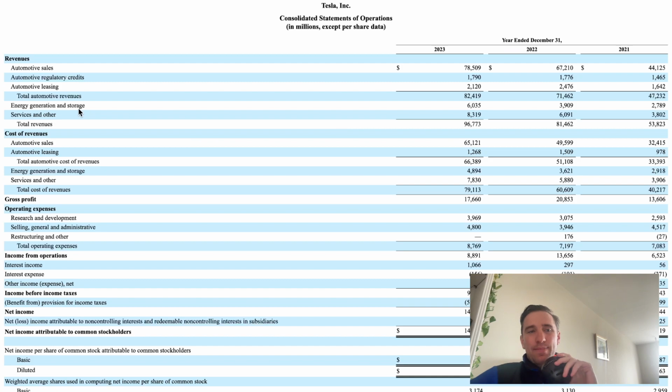So if you ran a lemonade stand called Tesla, you can see right here what your revenues are and the line items within your revenue. So in this case, automotive sales, how many cars did they sell? You can see then the number right here. Now it's in millions. This is key to read. So you know this number here is millions. So that's 509 million. That means the next number is billion. So 78.5 billion is what their automotive sales were in 2023.